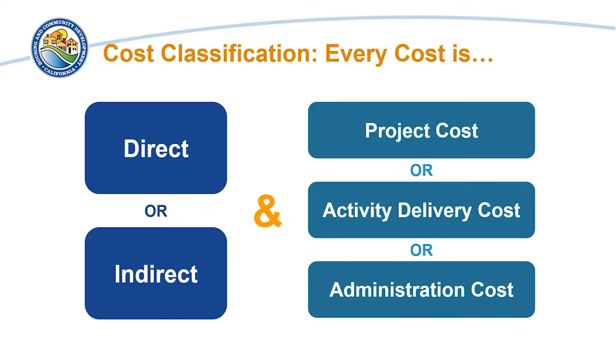To classify a cost for the CDBG-CV program, grantees must first determine if the cost is a direct cost or an indirect cost. Then, grantees must determine if the cost is a project cost, activity delivery cost, or an administration cost.